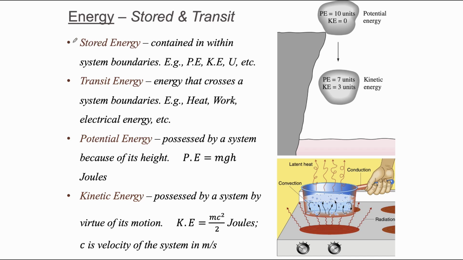energy. The first type is stored energy, the second type is transit energy. Stored energy is contained within the system boundaries, like potential energy, kinetic energy, internal energy, whereas transit energy crosses the system boundaries. So these are heat, work, electrical energy, etc.